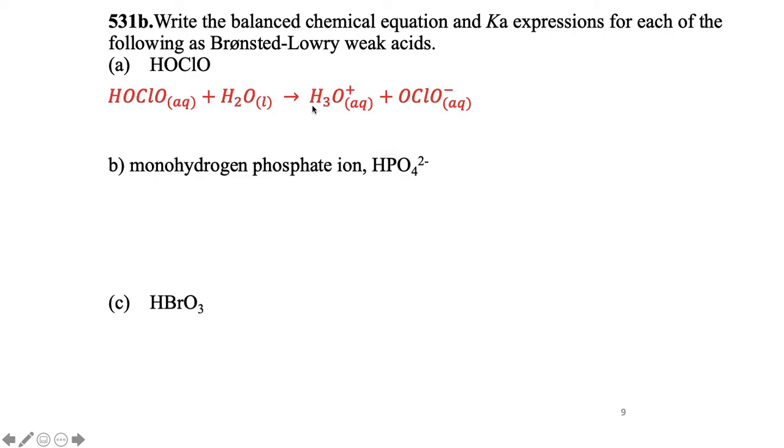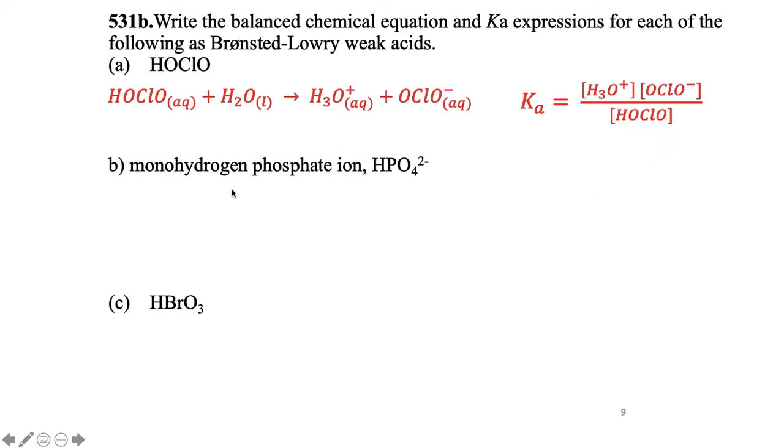How do I write a Ka expression? Molar concentrations, so the product of the molar concentrations of my products over my reactants. Here's the Ka expression for this acid: H3O plus molar concentration, times the molar concentration of OClO minus, divided by the concentration of my acid, HOClO.